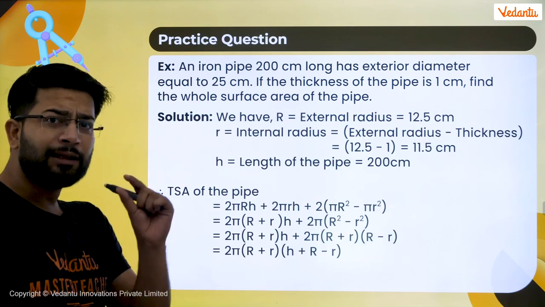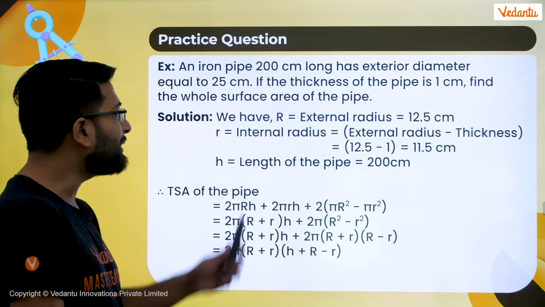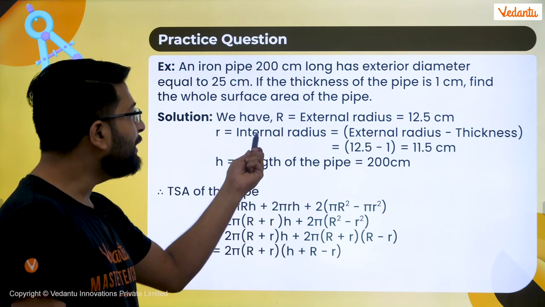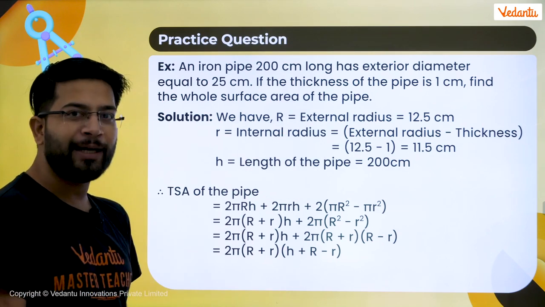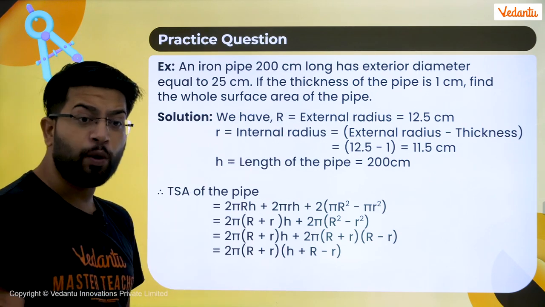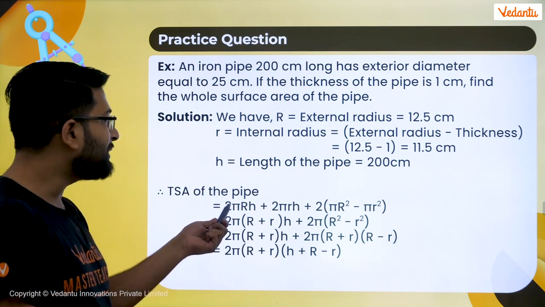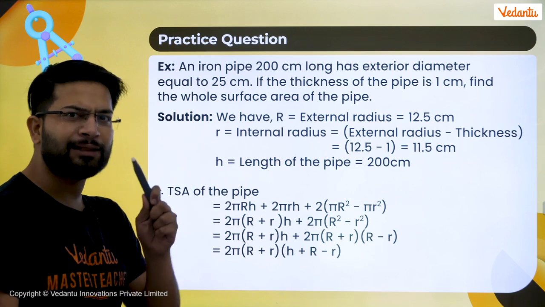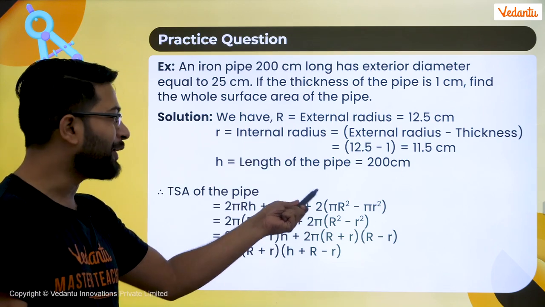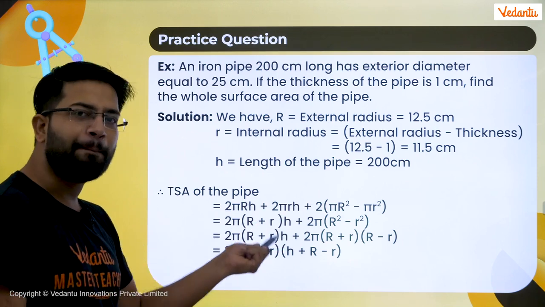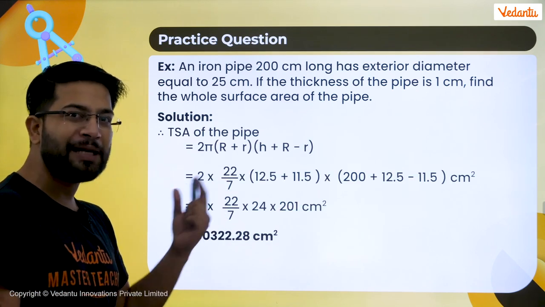We know that the thickness of the cylinder is what? Outer cylinder radius minus inner cylinder radius. So we know the thickness, we know the outer radius, we can find the inner radius. Height is also given to us. So we know that the TSA of the pipe is the external cylinder CSA plus the CSA of the internal cylinder plus the area of the top ring plus the bottom ring. And we know every value, simple, put it over here and we will get the answer. I hope it is clear to you.